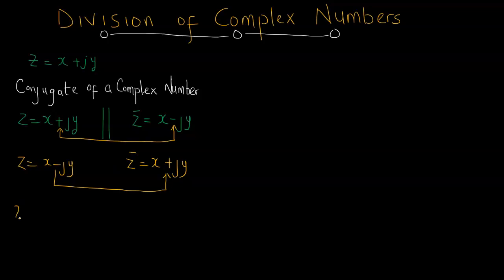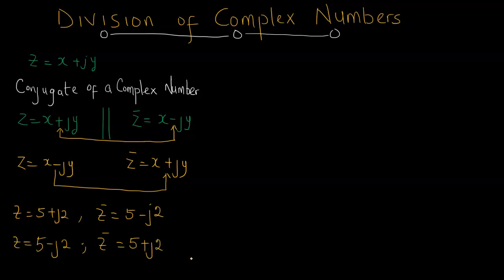For example, if I've got z equals 5 plus j2, its conjugate z bar is just going to be 5 minus j2. And if the complex number is 5 minus j2, its conjugate would be 5 plus j2. The knowledge of conjugates is very important because to divide a complex number by another one, we are going to have to multiply top and bottom by the conjugate of the denominator.